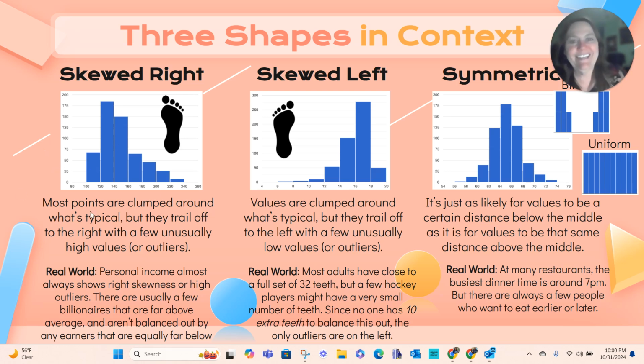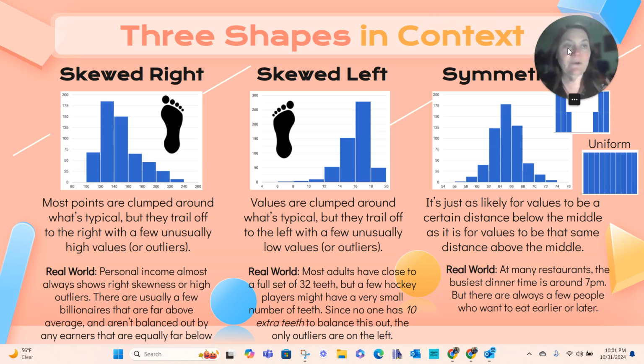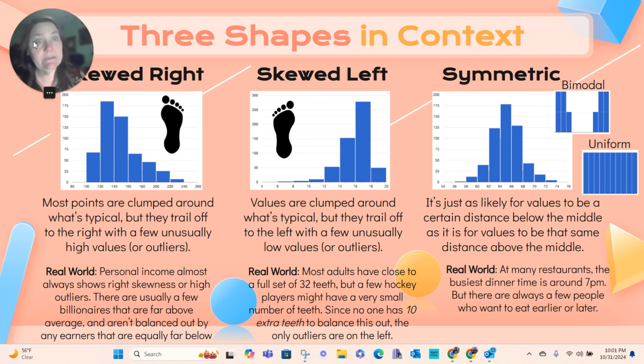but nobody's really making negative money, okay? All right, skewed left is the same thing, but now instead it's trailing off on the left instead, and there's a worksheet we do where they put teeth in, and so most people have a full mouth of teeth, but you might have some that have lost some teeth, or hockey players or whatever that have lost a few, or like my grandparents who had them all pulled out and wore dentures, right?